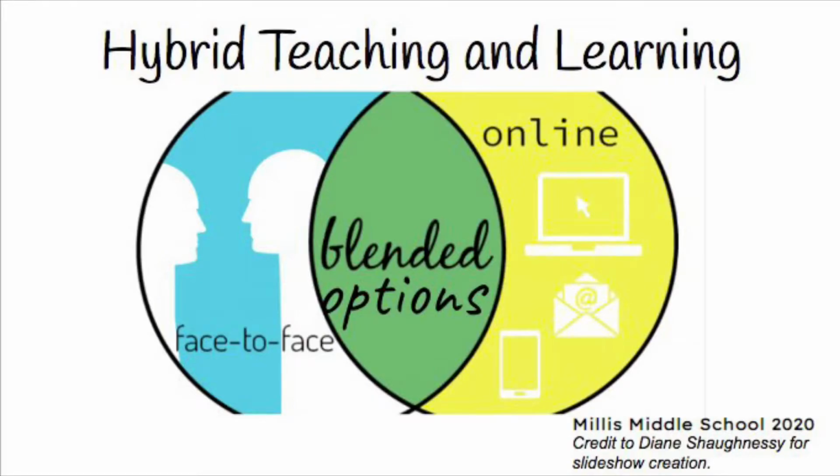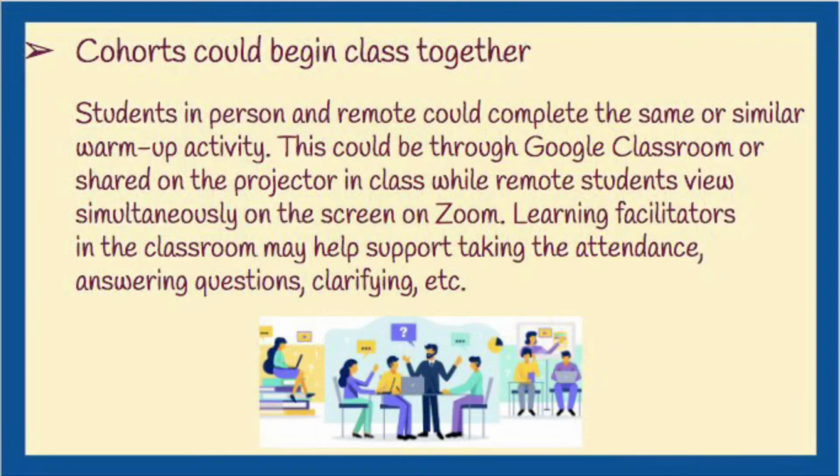The essential question that we've been discussing is how can we create an effective class model that supports 2 and even 3 learning cohorts? One idea is to begin class with both cohorts together. The remote learning cohort would sign into a Zoom meeting at the beginning of class where either the teacher or a learning facilitator would take attendance.